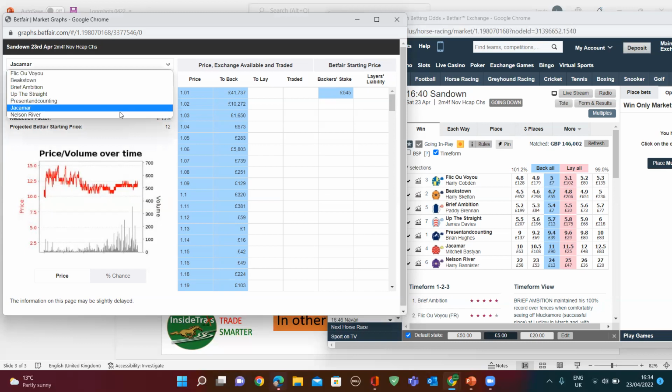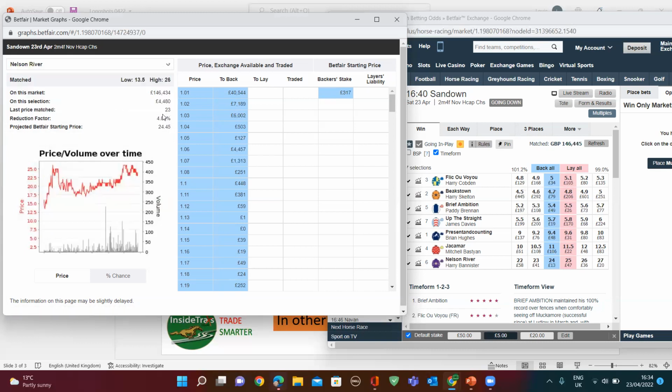And finally, Nelson River, 23 times 4, 100, isn't it? Just over 100. So again, a very underweighted horse, and again, you can see a lot of volatility there. No one's particularly after Nelson River. So again, Jacomar and Nelson River, highly underweighted, not a lot of interest in them. I'd be surprised to see them storm home.